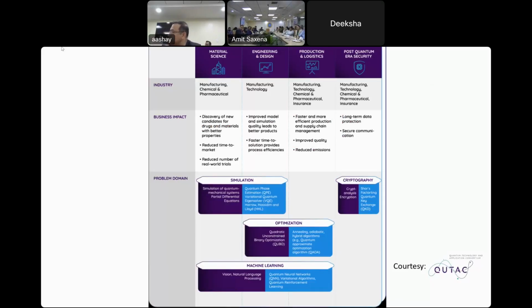This is C-DAC, a consortium of quantum technology and application. Top quantum organizations like IBM, NVIDIA, and PennyLane are all in this particular consortium. They have identified some industry and business impact problem domains, and you can go through these and take them up.